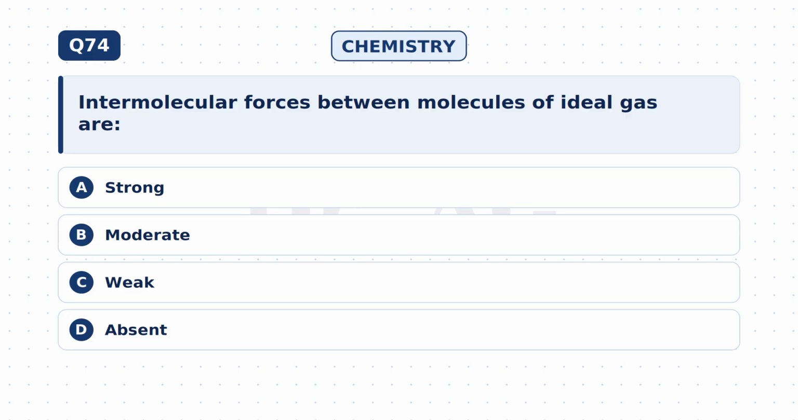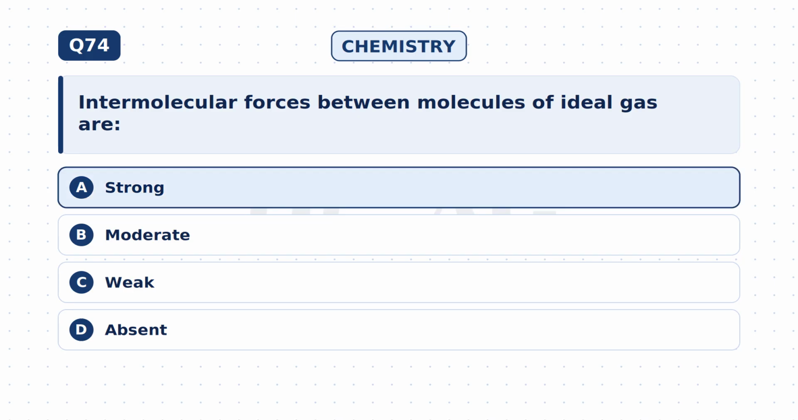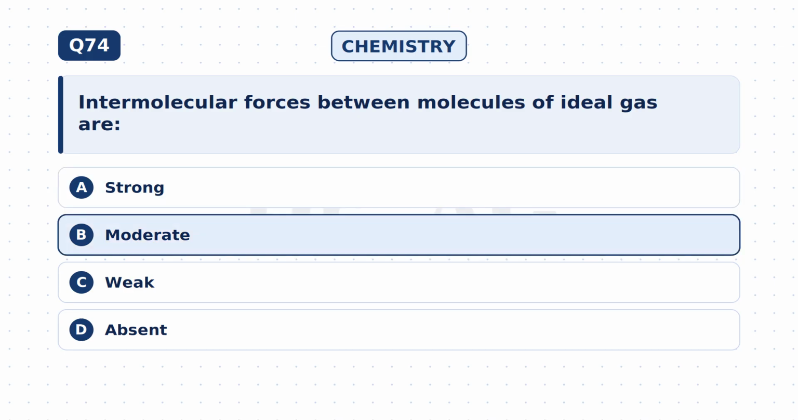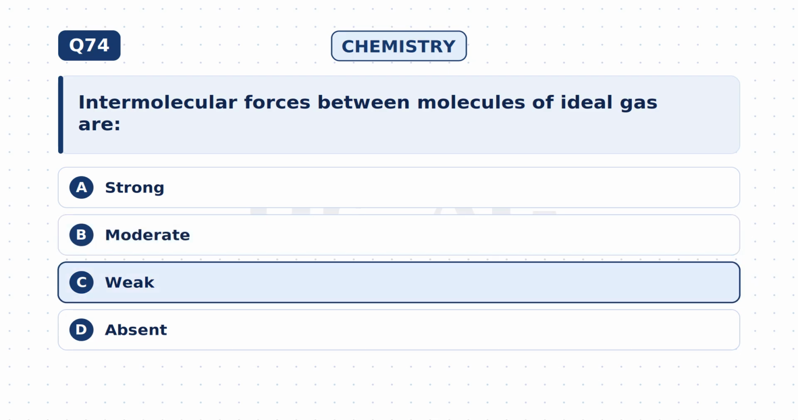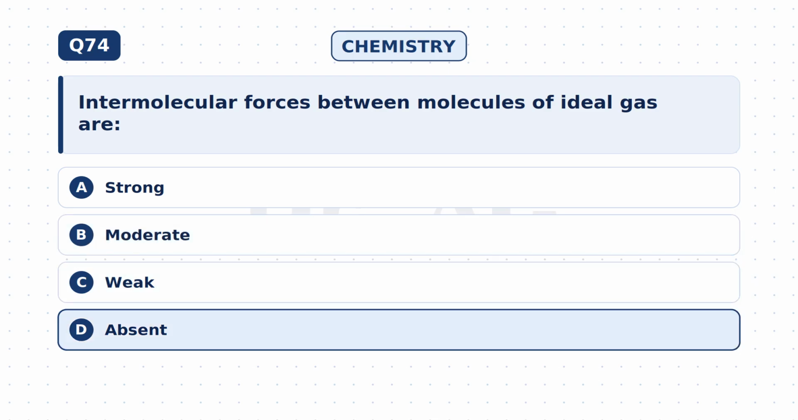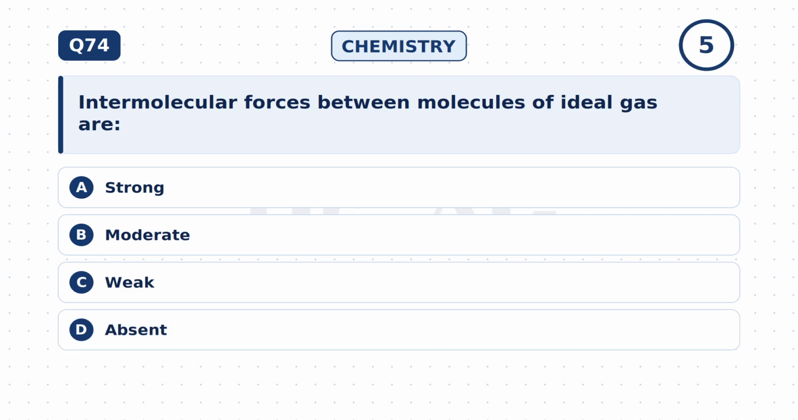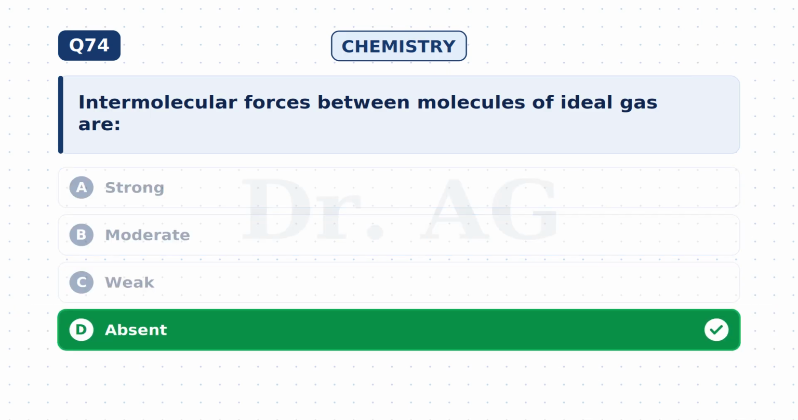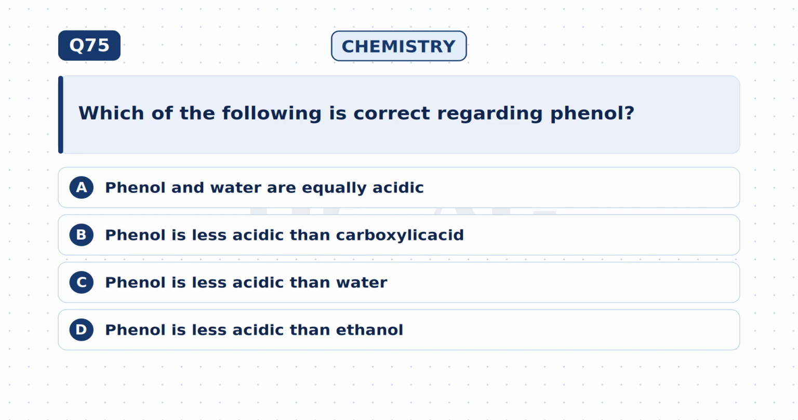Question 74. Intermolecular forces between molecules of ideal gas are: Option A, strong. Option B, moderate. Option C, weak. Option D, absent. The correct answer is D, absent. Question 75. Which of the following is correct regarding phenol?